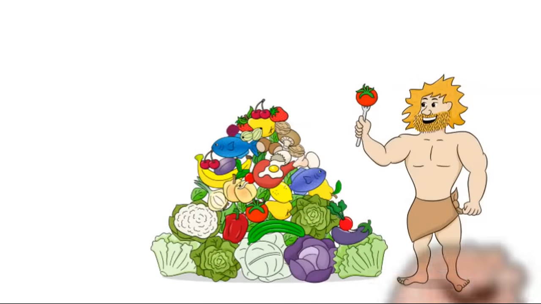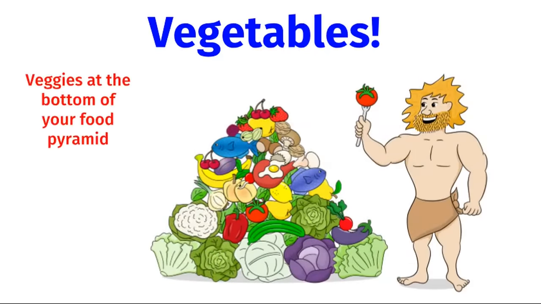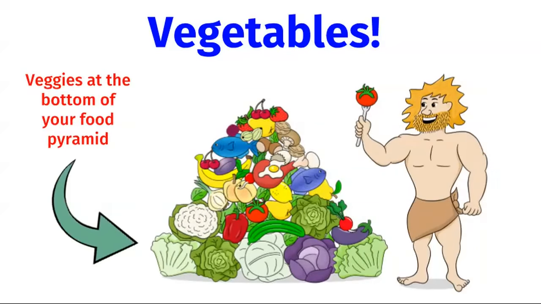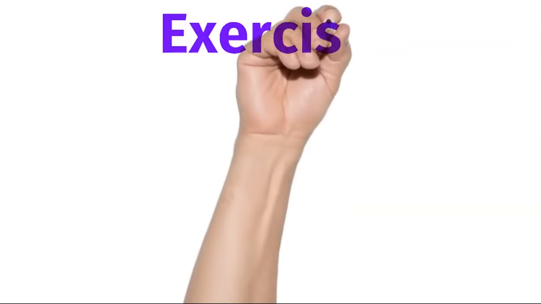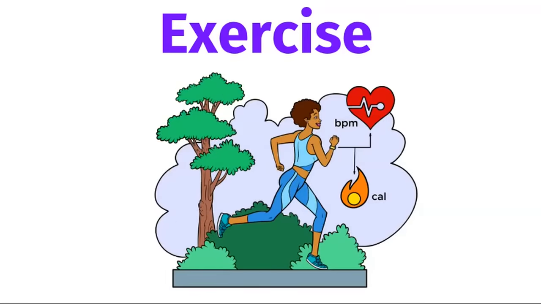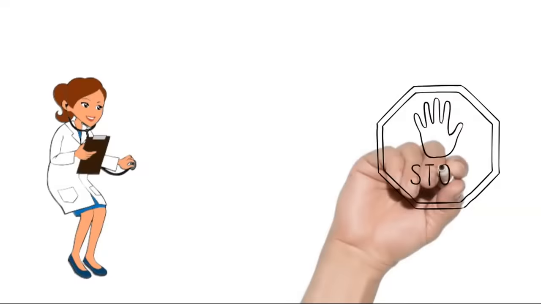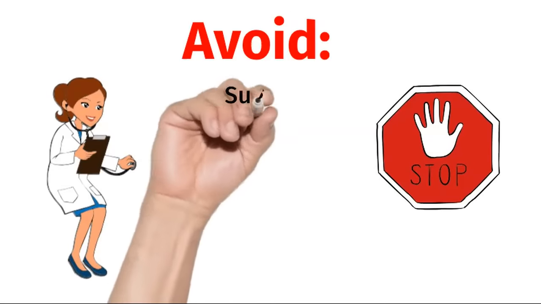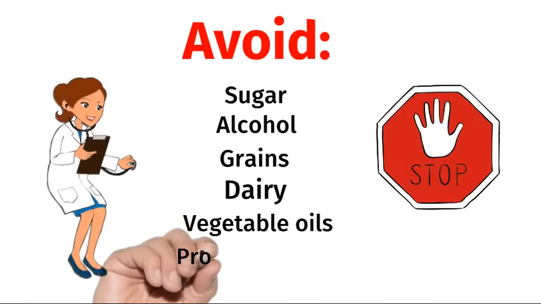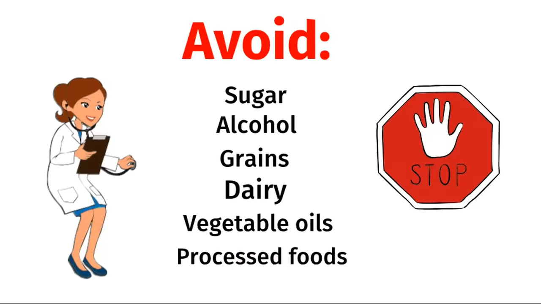The most important part of the diet is vegetables. So you want vegetables to be the bottom of your food pyramid. So make sure that half to three quarters of your plate is always vegetables. Exercise is also tremendously helpful in reversing insulin resistance. But believe it or not, diet is the number one thing in reversing fatty liver disease. So you want to avoid sugar, alcohol, grains, dairy products, vegetable oils, as well as processed foods.